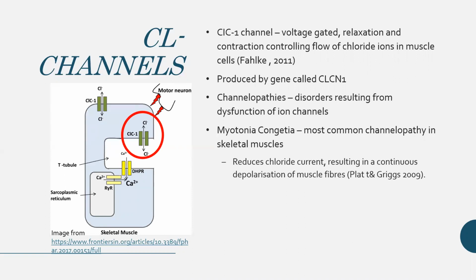This same gene, CLCN1, can become mutated, and that leads to channelopathies on ion channels. Channelopathies are heterogeneous disorders resulting from the dysfunction of ion channels in the membranes of cells. The most common skeletal muscle channelopathy is myotonia congenita. This is caused by the mutation of the CLCN1 gene. Muscles usually require a high chloride current for faster repolarization and stabilization of electrical excitability in the muscle. However, myotonia congenita causes a reduction in the chloride current, which results in the continuous depolarization of muscle cells.